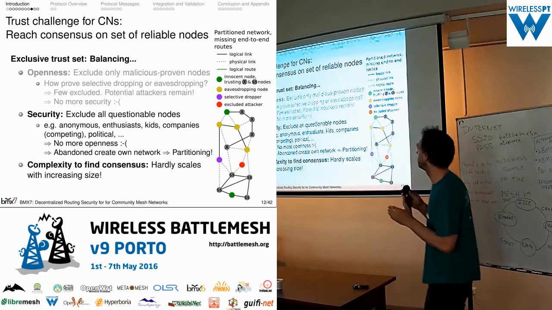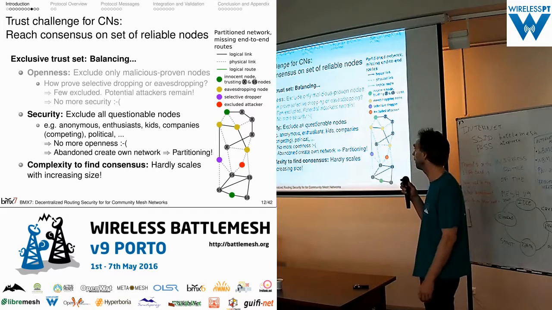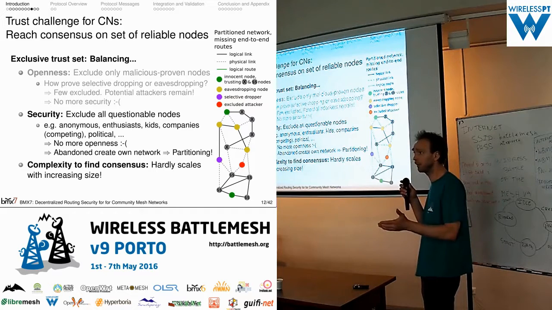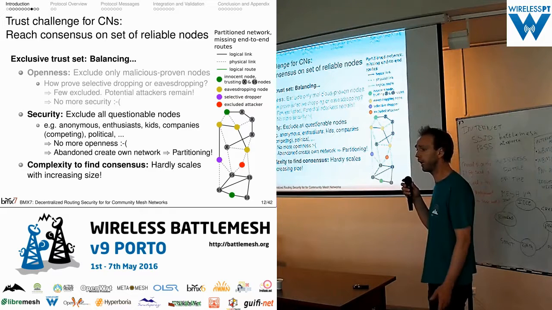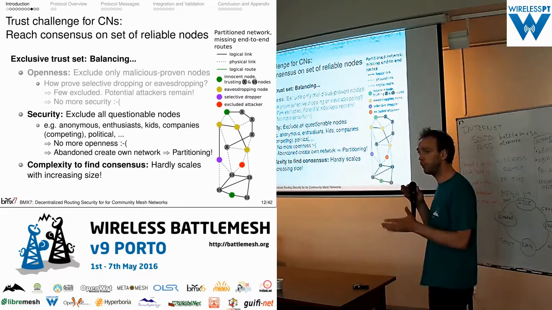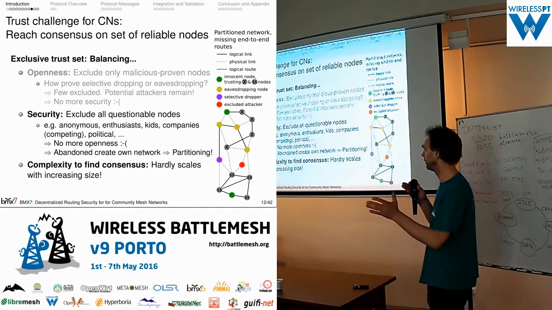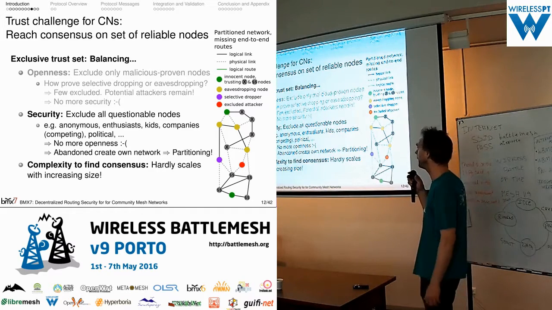Then what is questionable? Somebody who's anonymous, or somebody who's just very enthusiastic and it's not clear what his intention is to join the network at all, or kids because they are not reliable and not responsible for their actions. Companies, whatever, even what about competing companies? You may just say, no, this company cannot join because he's my competitor. So you can opt for this, but then your network in the end is not open anymore.